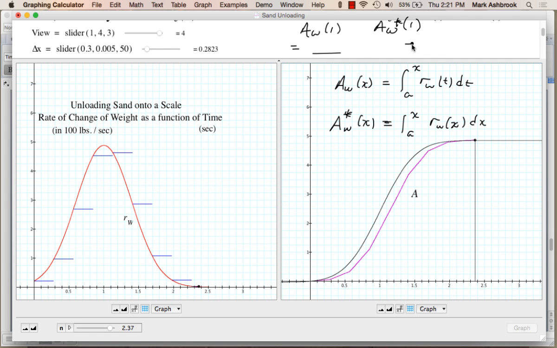Write out what both of those function notations express. A_W of 1, A_W star of 1. Write out both of those.